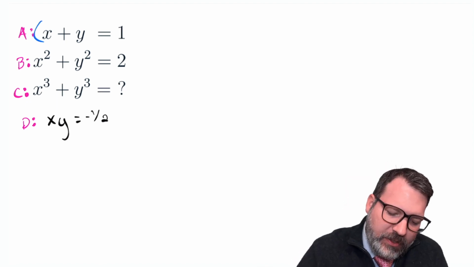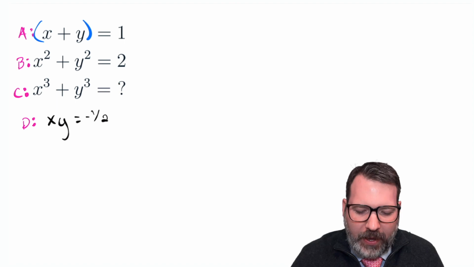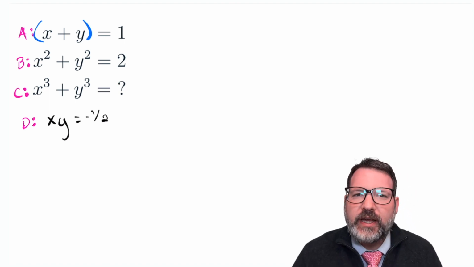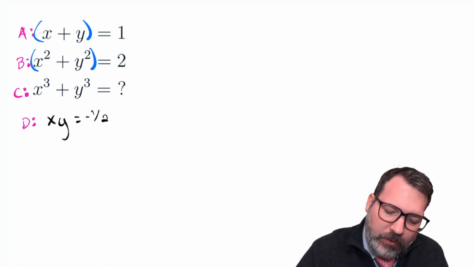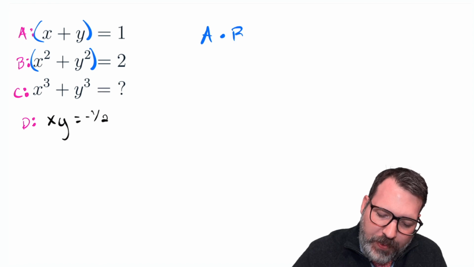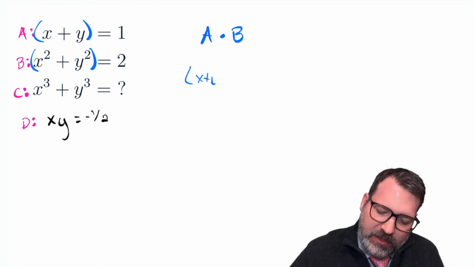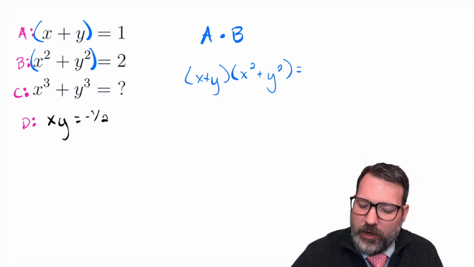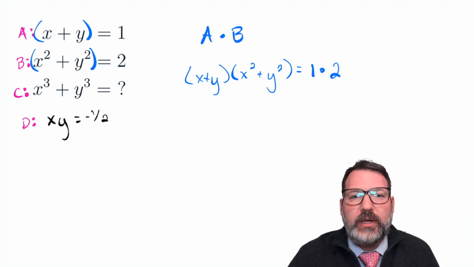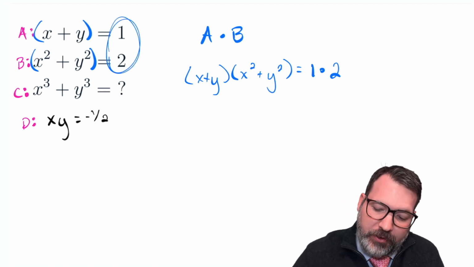From here, I'm going to do a similar move, although instead of multiplying that first equation's left-hand side by itself, I'm actually going to multiply A times B. I'm going to combine those first two pieces of information. On the left-hand side, that's going to be x plus y times x squared plus y squared, and on the right-hand side, that's going to be 1 times 2, these values over here.